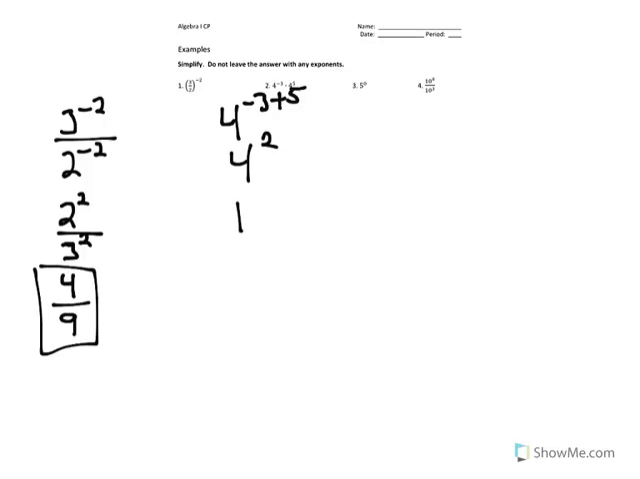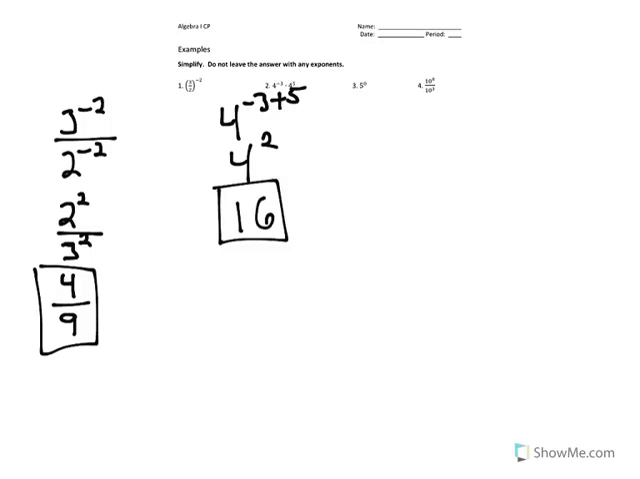Then we want to actually evaluate those exponents. So 2 squared is 4 and 3 squared is 9. That's your final answer. The second example, we have a product of power. So the base is 4 and that is being multiplied. So what you do is you add your exponents. So we keep the base and add the exponents. So we have negative 3 plus 5 is 2. 4 squared is 16.